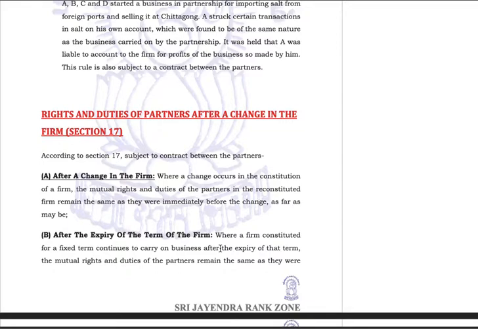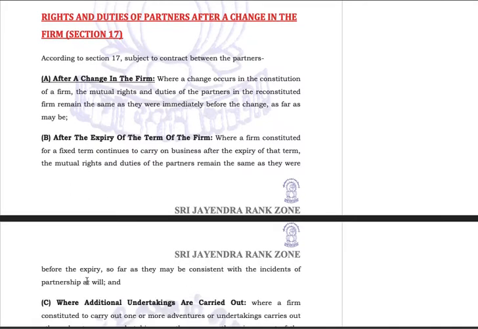So now, after the expiry of that term, the mutual rights and duties of the partners remain the same as they were before the expiry, so far as they may be consistent with the incidents of the partnership at will. So now the fixed partnership has turned into a partnership at will, but it says that the duties and rights of the partners shall remain the same as they were earlier, before the expiry of the fixed period.